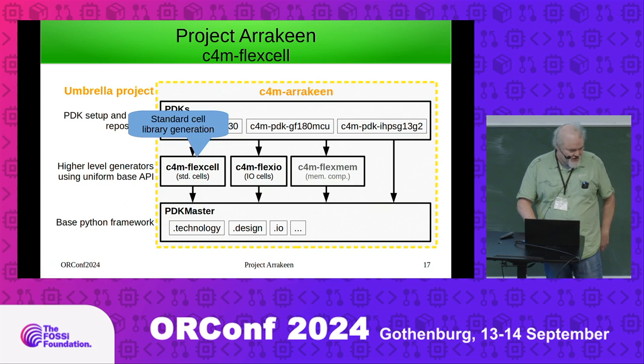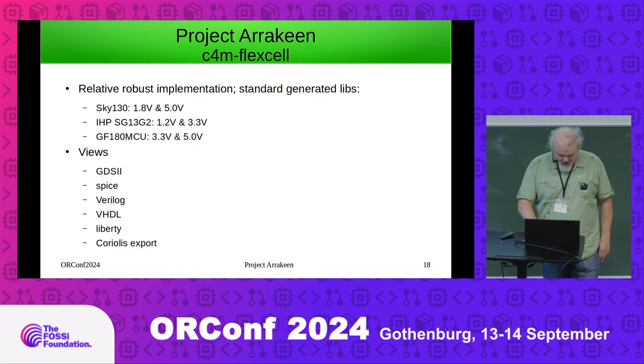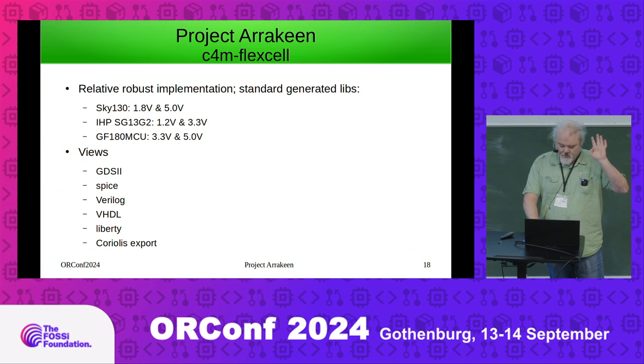So I also have standard cell library generation. How you make standard cells was given in the previous talk. Currently, I think I have a quite robust implementation for standard cell library generation. And for each of the technologies I support, I have a standard cell library with the logic voltage and with the I/O voltage. For Sky130 it is 1.8 volt and 5 volt. For IHP it is 1.2 volt and 3.3 volt. And for GlobalFoundries 180 it is 3.3 and 5 volt.